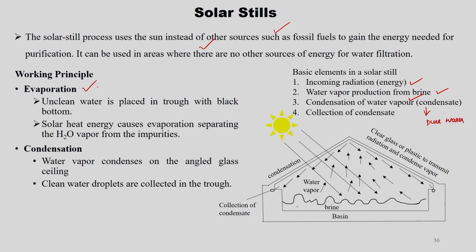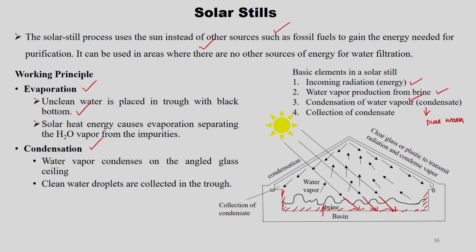Working principle wise, it uses two basic principles: evaporation and condensation. Unclean water is placed in the trough with a black bottom, so that the incident solar radiation gets absorbed inside the basin, and solar heat energy causes evaporation, separating the water vapor from the impurities. Basically, what we have here is water with impurities, a kind of brine solution. You have water plus salts.